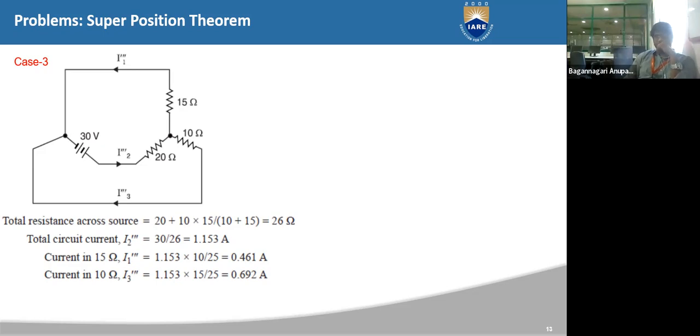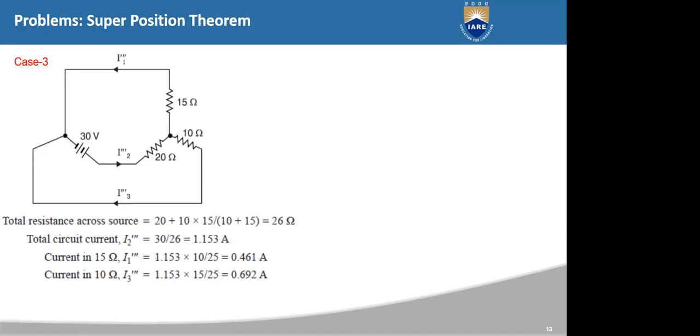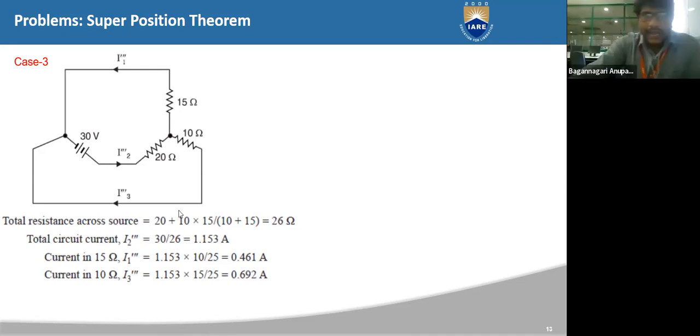So you can divide the currents now. Current in 15 ohms you can write as I1 triple dash. Current in 10 ohms you can write as I3 triple dash. What are the currents you are going to get? 0.461 amperes and 0.692 amperes. Are the values okay? So now we have three cases and the values of three currents. That is, we calculated the values of currents in each branch when each source is acting alone. So what should be done for the conclusion of the superposition theorem?